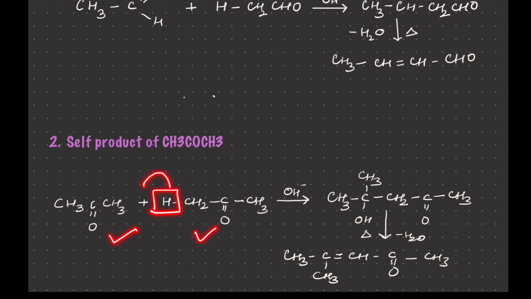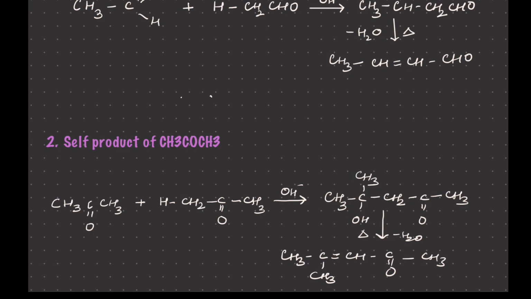This alpha hydrogen will get attached on this oxygen, and this part will get attached on the carbon. So we get a beta hydroxy ketone, and this beta hydroxy ketone undergoes dehydration to give an alpha beta unsaturated ketone. Other than these two self products, we get two additional products.